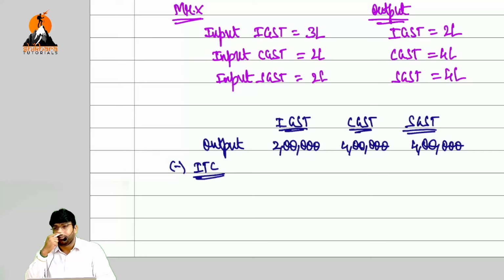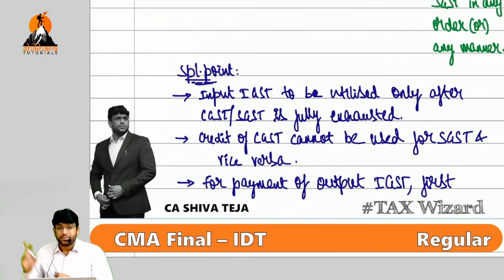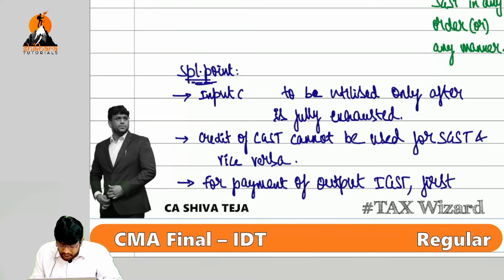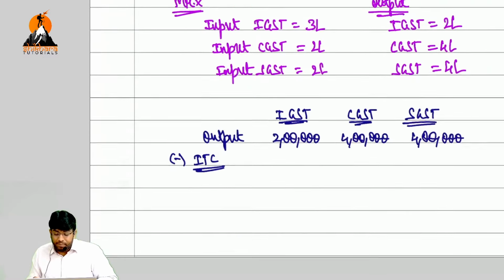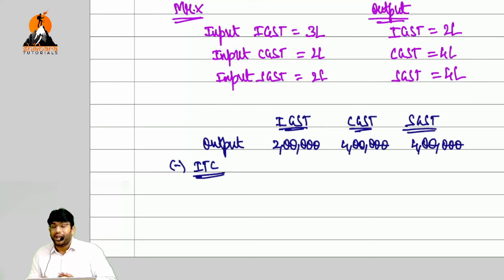From that, I'll reduce input tax credit. First, what should I use? IGST credit. Already I told you first fundamental point. Read the first slide, come on. Input IGST. Sorry. Small change. Input CGST or SGST to be utilized only after IGST is fully exhausted. Clear friends? First always use completely what credit? IGST credit. Till the time IGST credit is not over, don't use CGST or SGST.